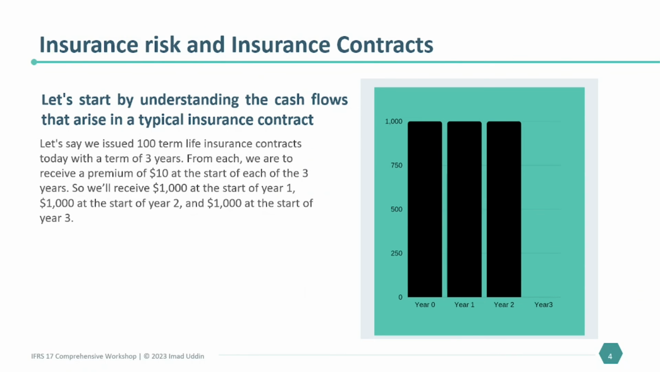So let's start by understanding the cash flows that arise in a typical insurance contract. Here we have a very simple example. Let's say we have 100 term life insurance contracts today, and the term is 3 years. For each of these contracts, we are about to receive a premium of $10 at the start of each of the 3 years. So we will receive 10 times 100, which is $1,000 at the start of year 1, $1,000 at the start of year 2, and $1,000 at the start of year 3. The first payment would be received at the start of year 1, which might be the first day, which might be tomorrow.